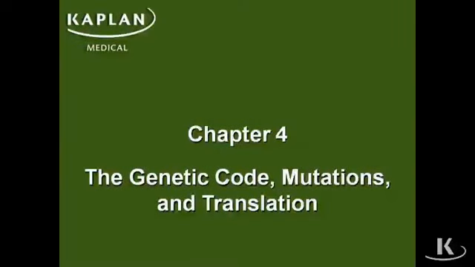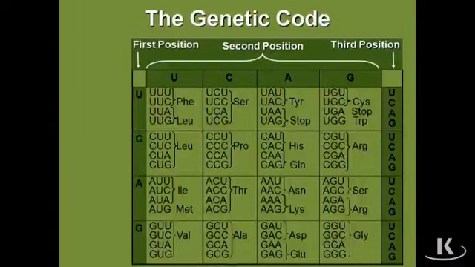In Chapter 4, we're going to discuss the genetic code, mutations that can happen to this genetic code, and also translation, the machinery by which RNA information is translated into a protein sequence inside the cell. So the genetic code. The genetic code is basically a dictionary that tells the cell which codons on the mRNA are going to encode which amino acids in the growing protein.